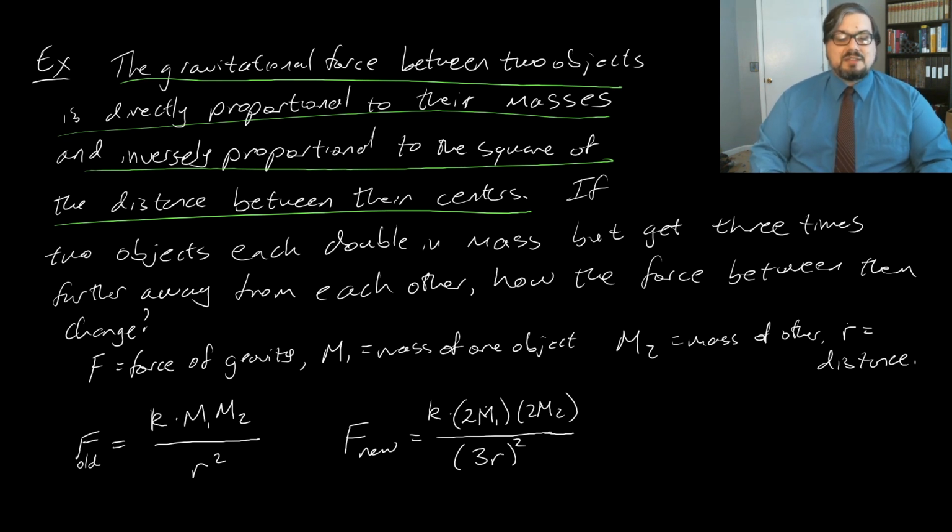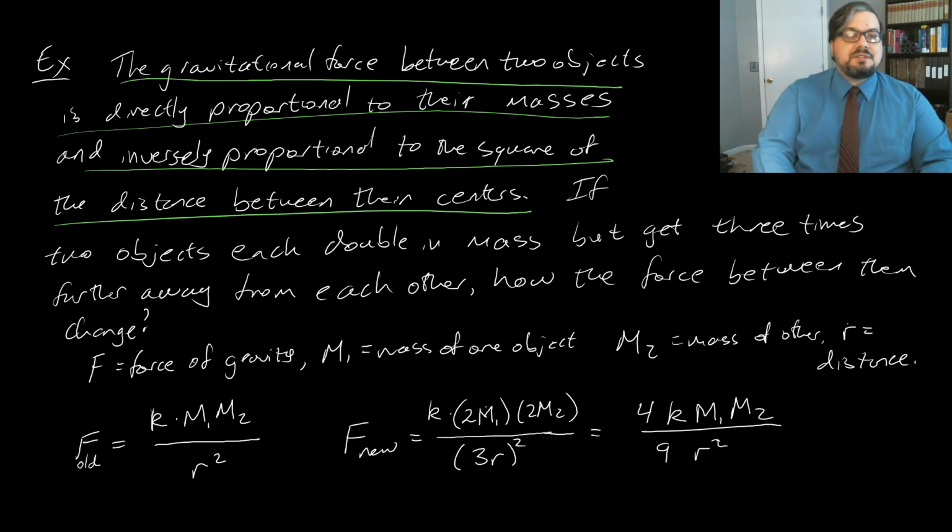So our old force was K times M1 times M2 over r squared. Our new force is K times 2M1 times 2M2 over (3r) squared. And we can rearrange this a little bit. Now on top we've got 2 and 2, which is 4. We can pull 4 out of the top, 4k M1 M2. And on the bottom we can distribute this square through. So we get 9 times r squared.